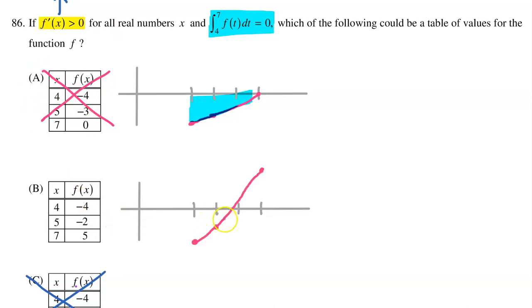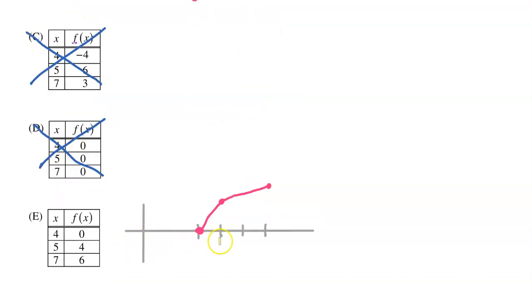Here is a rough sketch of option B. Is it possible that the integral from 4 to 7 could be 0? It is possible because this integral has a negative area below the x-axis and a positive area above the x-axis. These could cancel each other out and make 0. And here is a rough sketch of option E. Could the integral of this graph be 0?